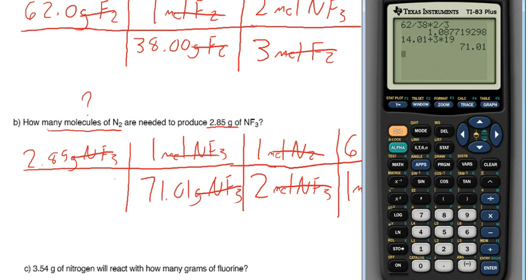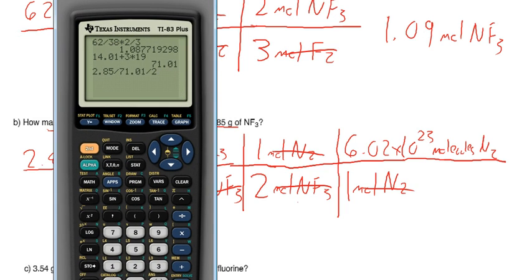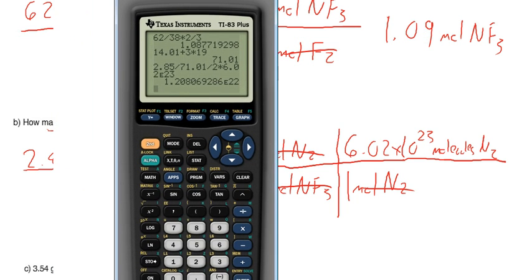Again, start by putting the first number in the problem, 2.85. Something at the bottom says divide, so divide by 71.01. The next number is also at the bottom, so I divide by 2. And then the next number I had was Avogadro's number at the top, so I'll multiply by 6.02 times 10 to the 23rd. Hit enter, and I am given this answer.